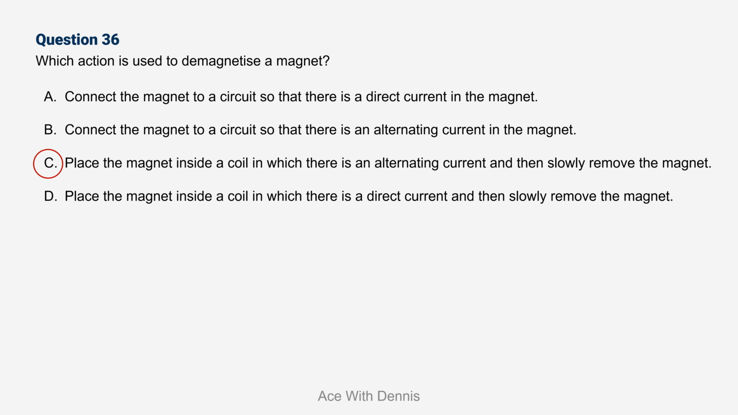The answer is C. Place the magnet inside a coil in which there is an alternating current and then slowly remove the magnet. Okay, so now option A and option D are incorrect because we can't use direct current to demagnetize a magnet. Option B, it is not enough just to supply an alternating current. We need to slowly remove the magnet from the coil, then we can demagnetize the magnet. That's why option B is incorrect.